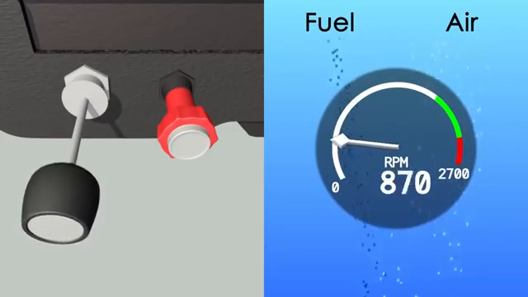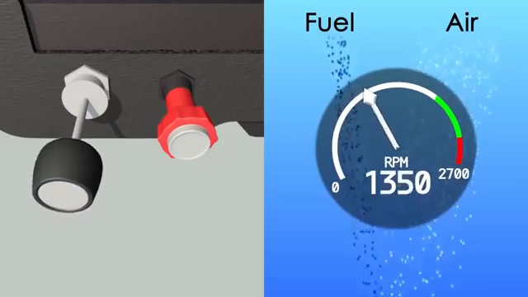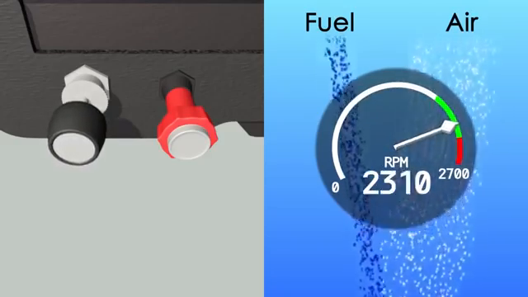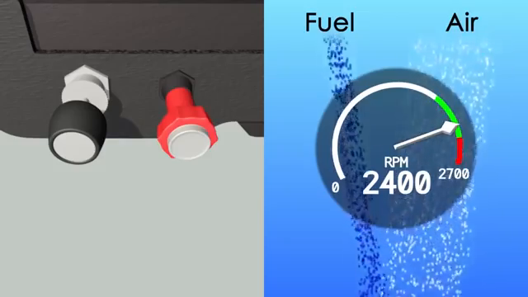The more the throttle is open, the more fuel and air enter the cylinders, and therefore, the more powerful the combustion will be, making the engine run faster.